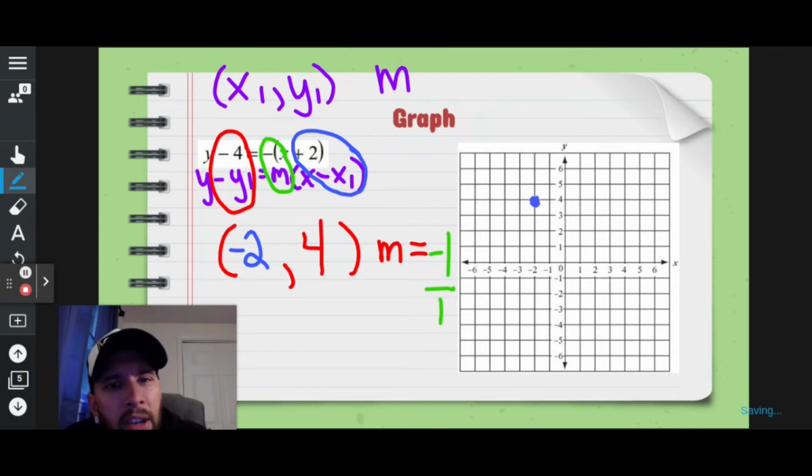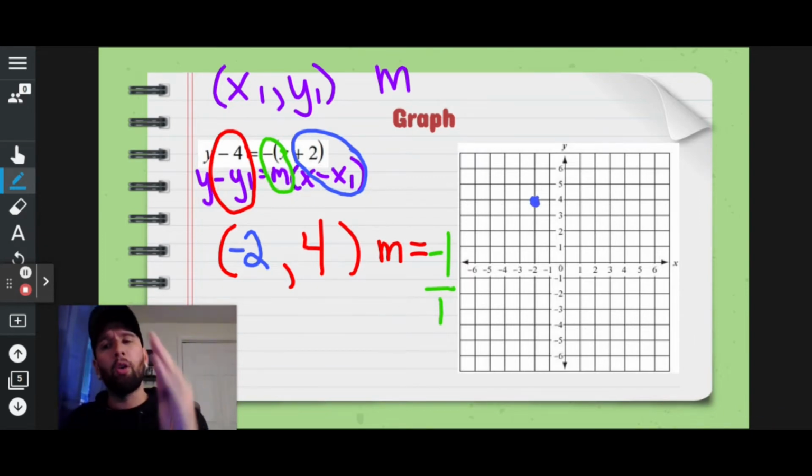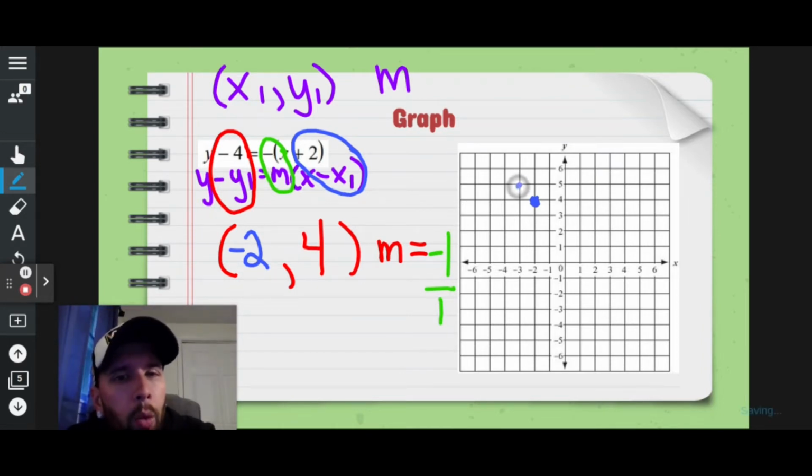My slope is negative 1 or negative 1 over 1. So negative is up and over, up and to the left, up and to the left, up and to the left. So I'm going to go up one, left one, up one, left one, up one, left one until I have no space. And I can go down one, right one, down one, right one, down one, right one, until I run out of room.